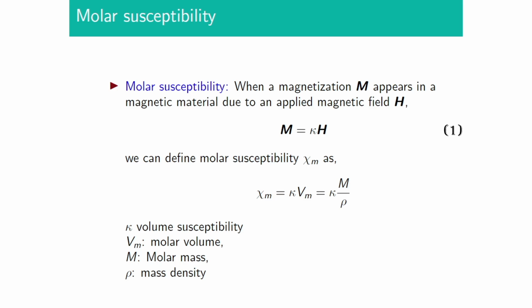M equals kappa H, and the molar susceptibility chi m is defined as kappa times V m, where V m is the molar volume and it is equal to kappa times M over rho. M is the molar mass, rho is the mass density, and so on and so forth. So, these are the quantitative ways of describing a magnetic system.